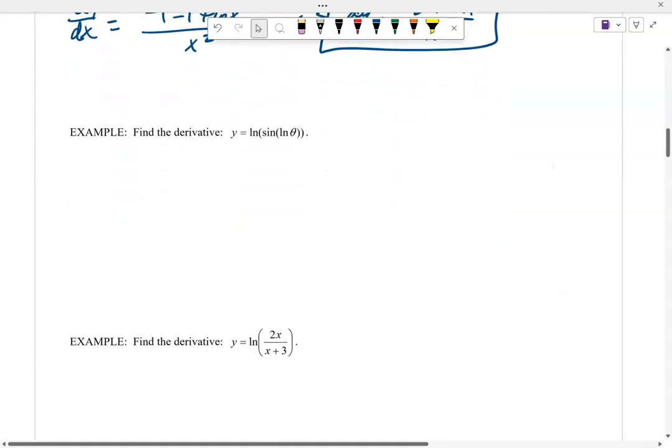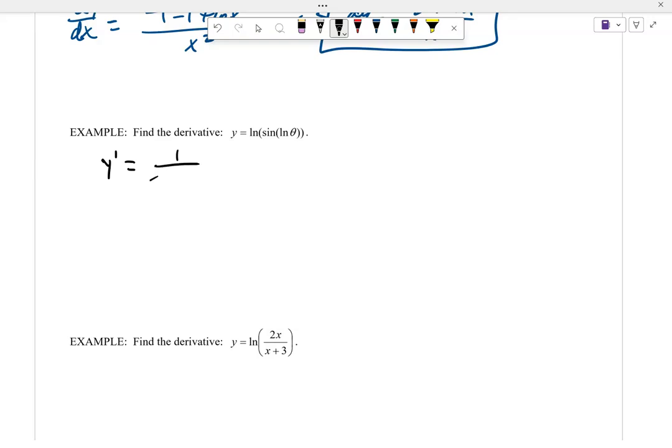Notice here on this next one, we got a composite. We're going to have to use repeated use of that chain rule. So our y prime here will be the natural log of that. So I'll have 1 over that sine stuff. Okay, there's the derivative of the natural log, times. Now I'm taking the derivative of the sine of the natural log. Well, the derivative of the sine is the cosine. So I have cosine times, and now I got to take the derivative of the natural log of theta. So I'll have times 1 over theta.